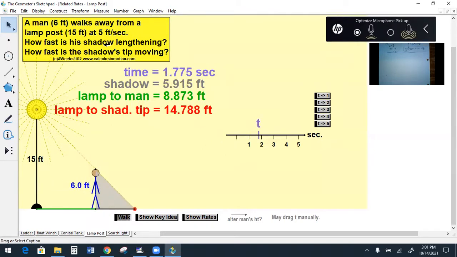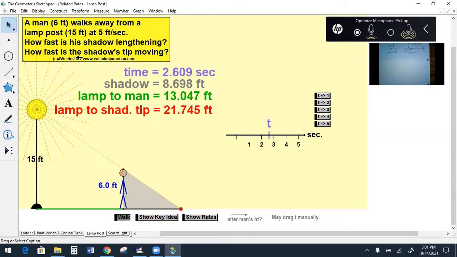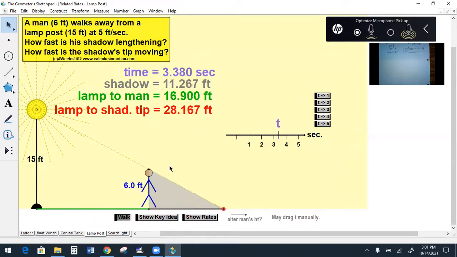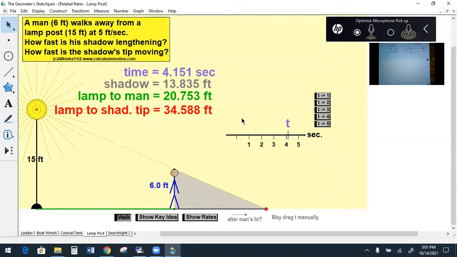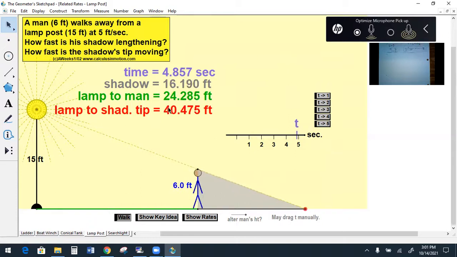And there's 2 questions. This is going to be a part A and a part B. First, how fast is the shadow lengthening? And secondly, how fast is the tip of the shadow? That's this little red dot. How quickly is that moving? Have you guys got it? Because again, I can't show this and the paper at the same time.